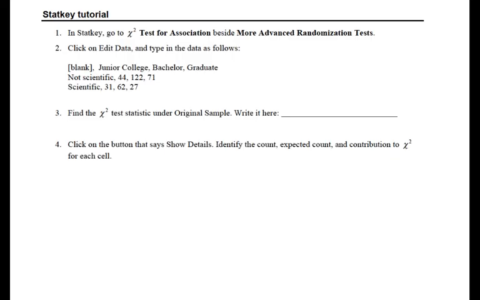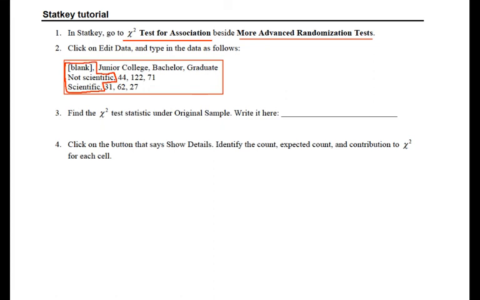But for a very quick tour of StatKey with this test, we are going to go to chi-square test for association. That's beside more advanced randomization tests. We'll click on edit data and type this in manually. It starts with that blank there because the word blank aligns with the labels, not with numbers, and therefore we need an empty space there, just like you can see if you go back to your original table, you'll see an empty space in that first location. And then just comma separate all of the labels and the numbers to get the data entered correctly.